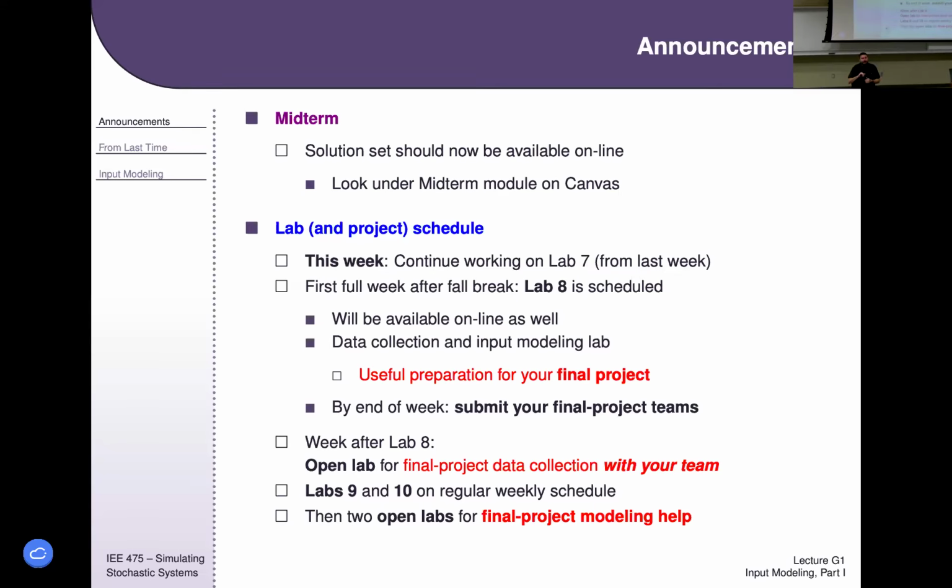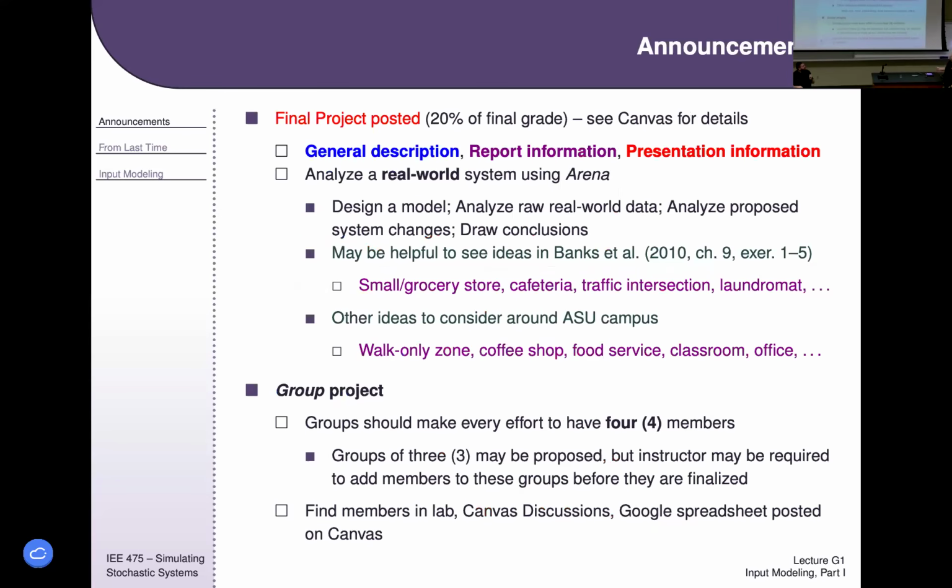So that's those two. Then Lab 9 and 10 are on a regular schedule. And then the last two weeks are open labs for your final project modeling help. If you're working on your final project with your groups and you need some help building the models or understanding things, those periods are available so that you have access to the TA, who can help consult you on getting those things done. So that's the schedule moving forward.